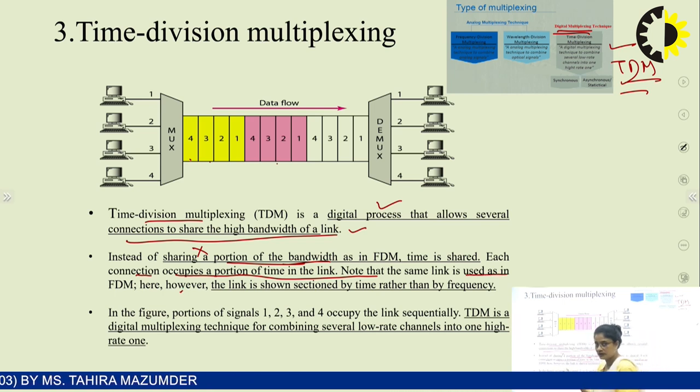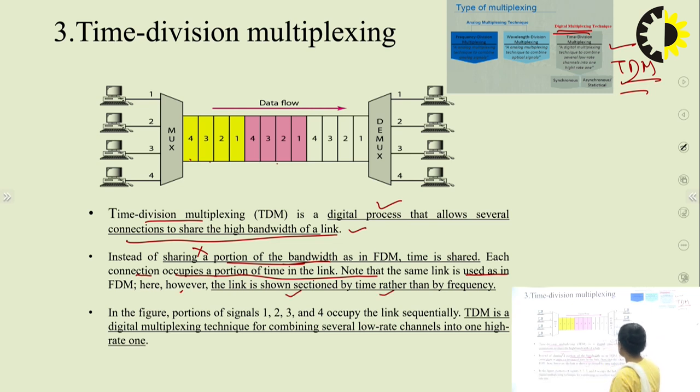However, the link that is used is the same as that we have discussed in FDM. However, the link is shown sectioned by time rather than by frequency. Here, these are time slots. These are basically time slots, unlike frequency slots, which we talked about in the previous slides.